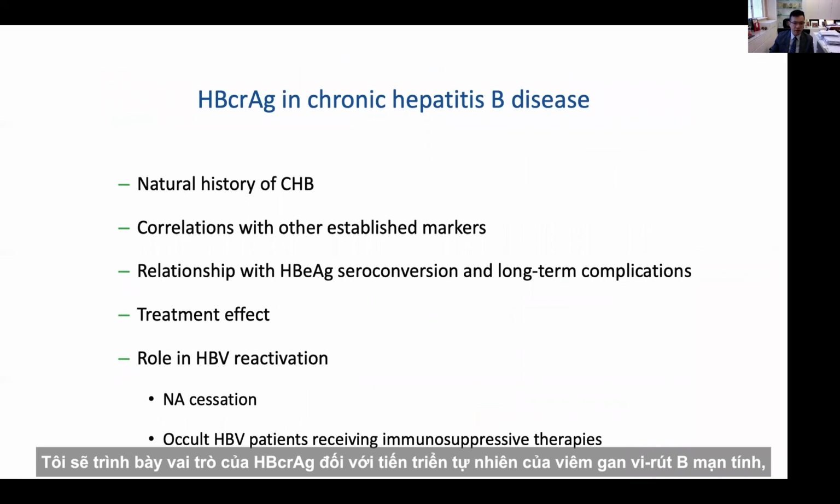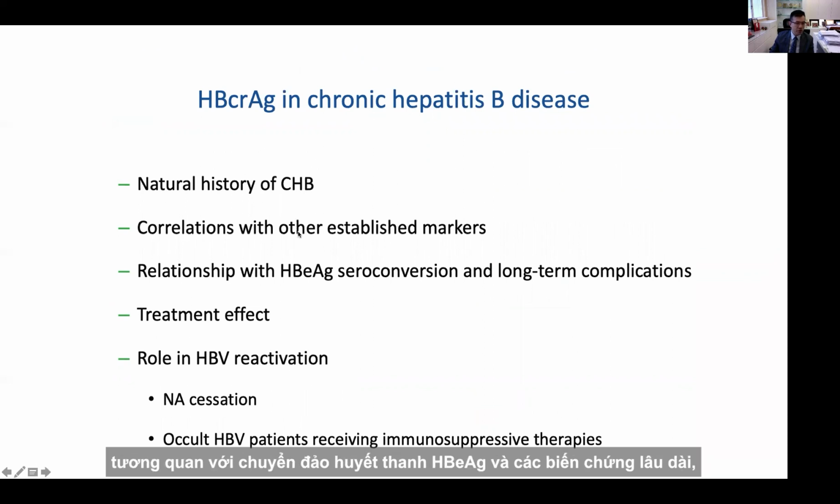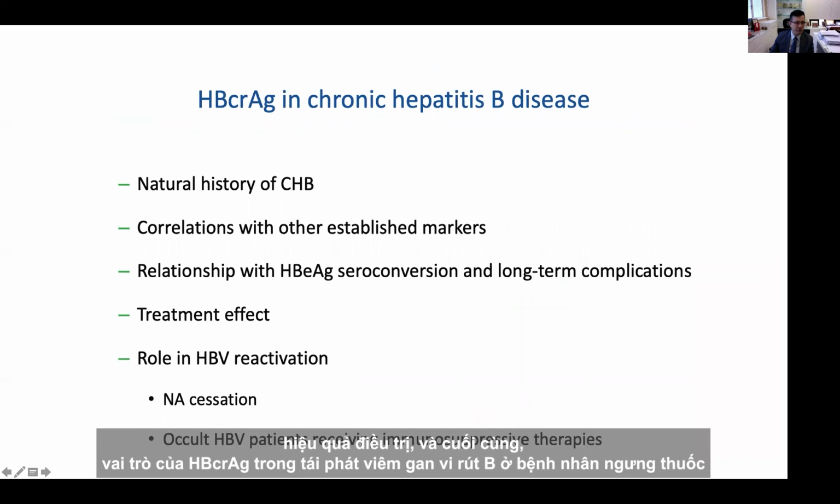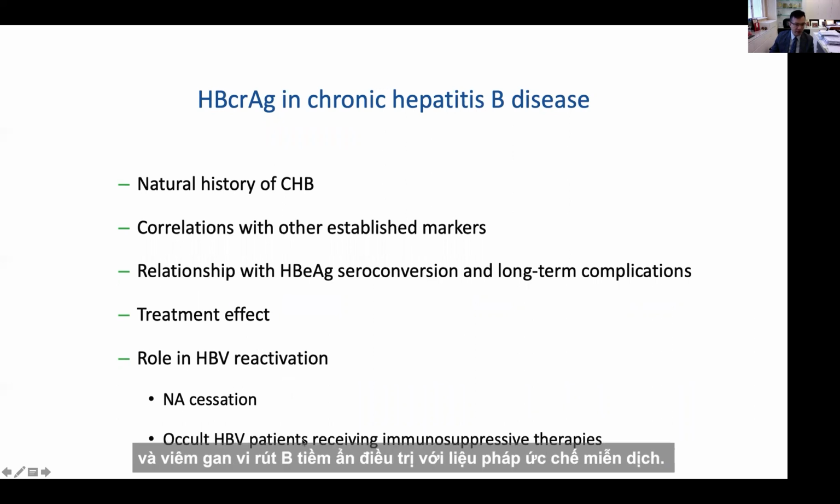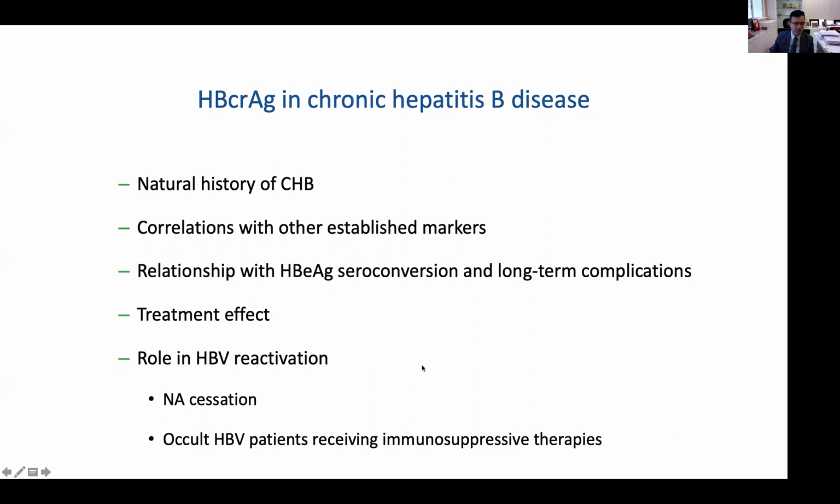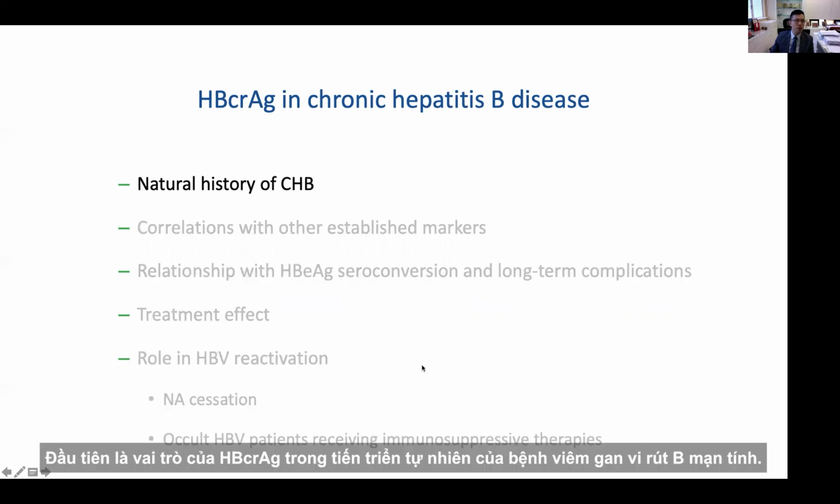In this talk, I will illustrate the roles of core-related antigen with respect to the natural history of chronic hepatitis B, correlations with other established markers, relationship with E seroconversion and long-term complications, treatment effect on core-related antigen, and finally, the role of core-related antigen in HBV reactivation in patients with treatment cessation and in occult hepatitis B patients receiving immunosuppressive therapy. So, core-related antigen in the natural history of chronic hepatitis B.